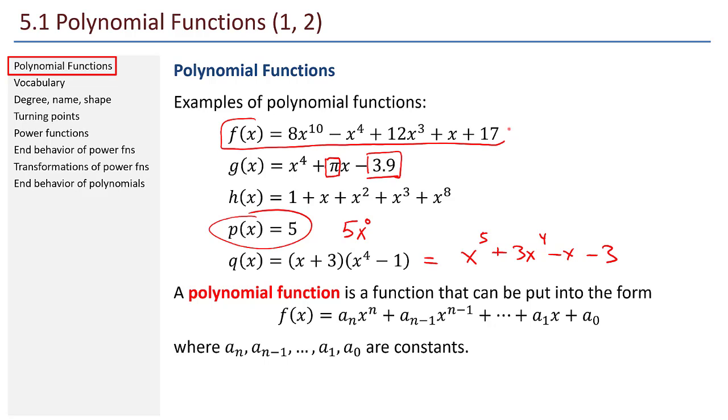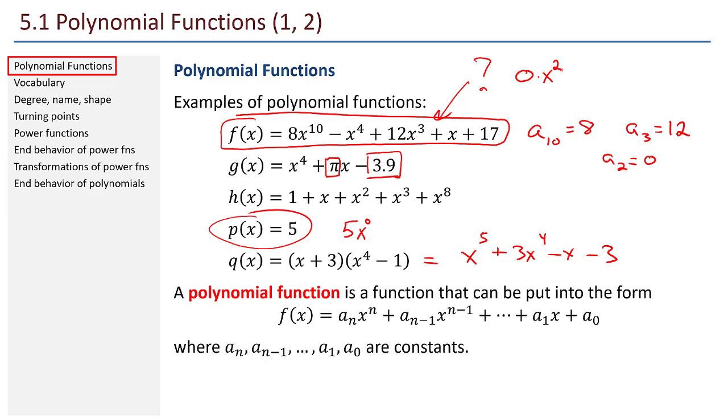How about this, f of x? So a sub 10, that's the number in front of x to the 10, so a sub 10 equals 8. And how about the number in front of the x cubed? A sub 3 equals 12. Oh, and also, by the way, what about a sub 2 in this situation? I don't see any x squared term, so a sub 2 actually equals 0. It's like I have a 0 times x squared, even though you can't see it, 0 times x squared appearing in that polynomial.